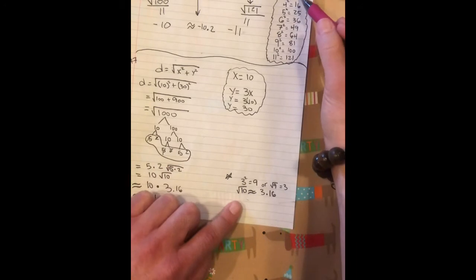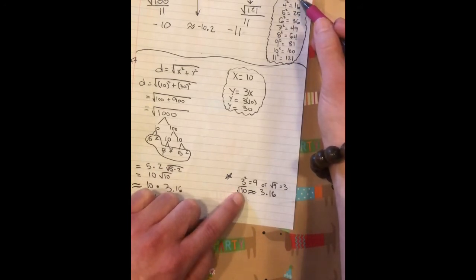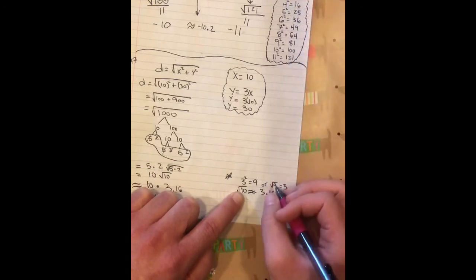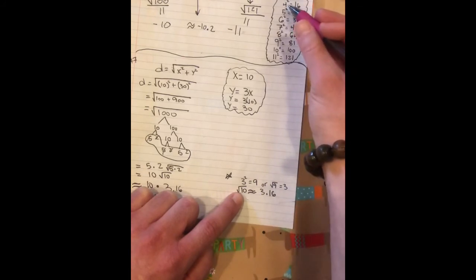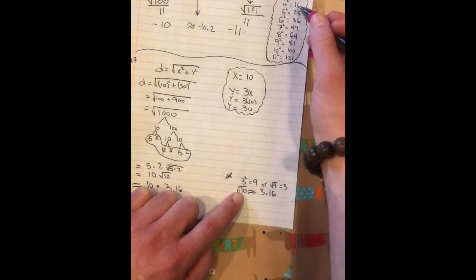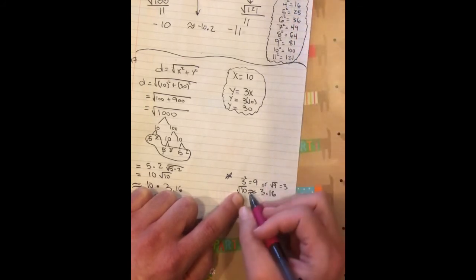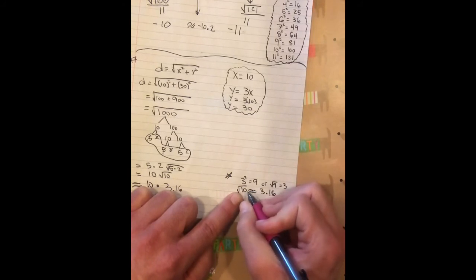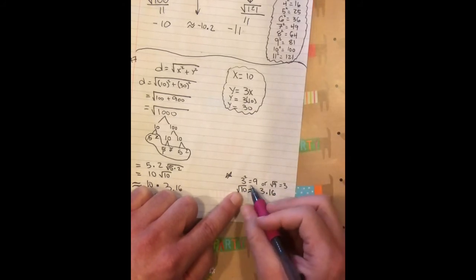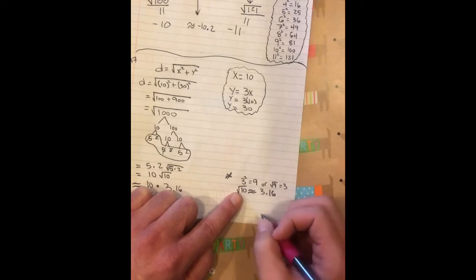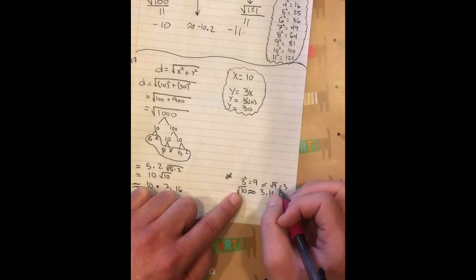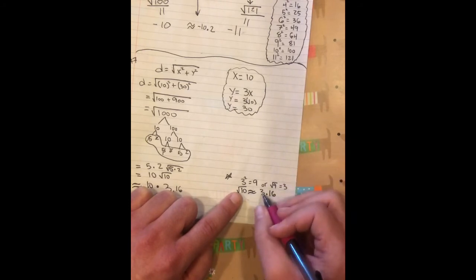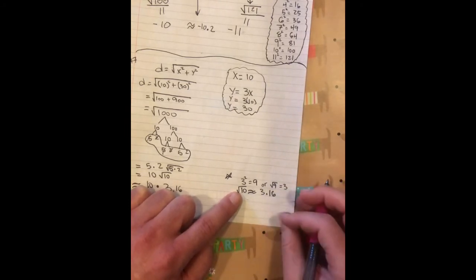So again, 10 lands in between 9 and 16, so it's going to land in between 3 and 4. And I know that it is closer to 3 than it is to 4, because it's closer to 9 than it is to 16. So I use my approximate squiggle equal sign. Literally, you don't have to worry about this equal sign. It just means approximate. It means you rounded. So I knew it was going to be closer to 3 than it was to 4. So I said, you know what, 3.16.